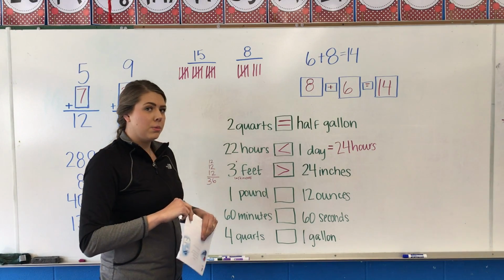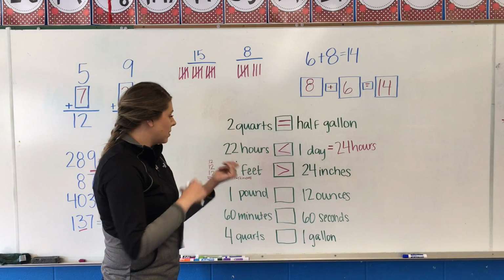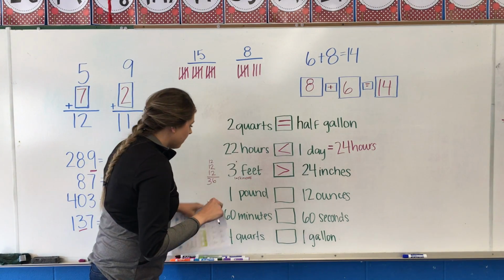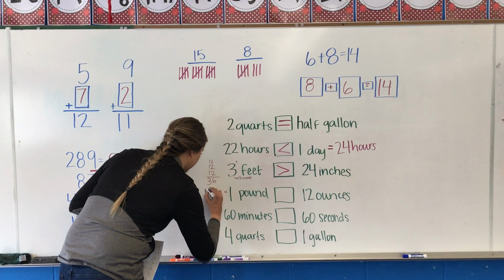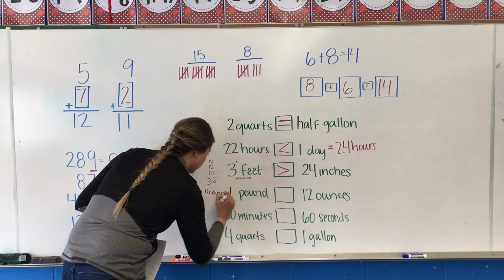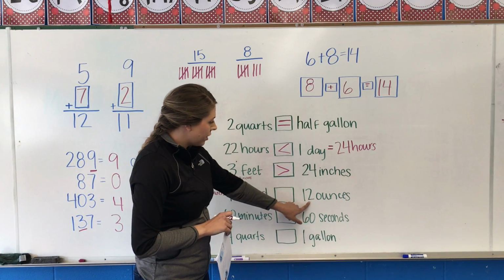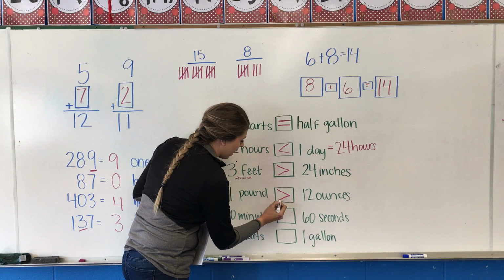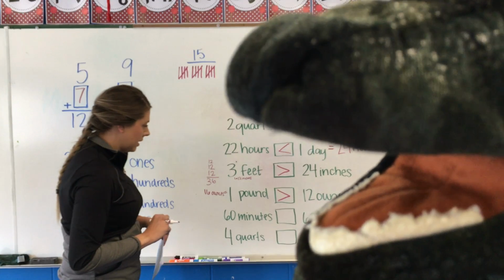And the next one, 1 pound or 12 ounces. We remember in class when we had the bag of spoons, that it took 16 spoons to equal 1 pound because each spoon was about an ounce. So 1 pound over here is actually equal to 16 ounces. So we know that 16 ounces is larger than 12 ounces. So we're going to draw our greater than, saying that 16 ounces is greater than 12 ounces.